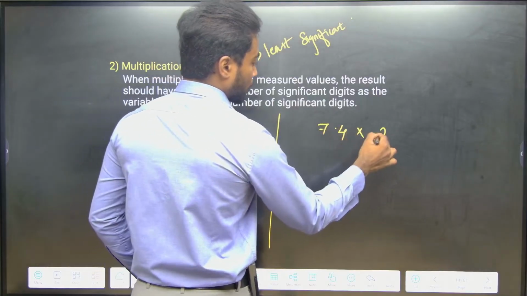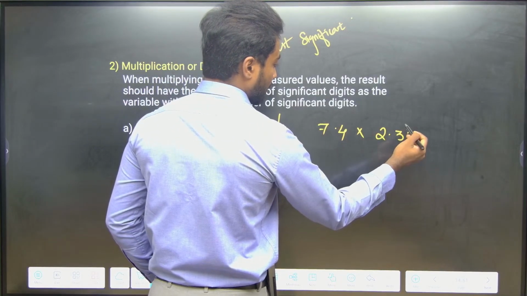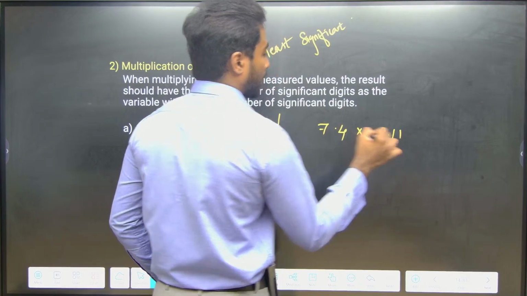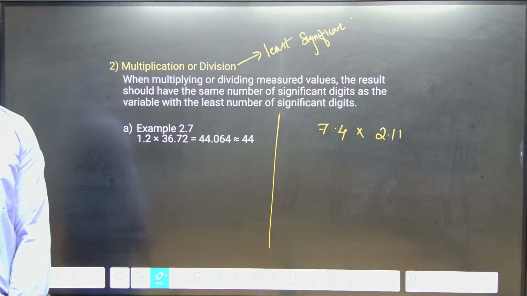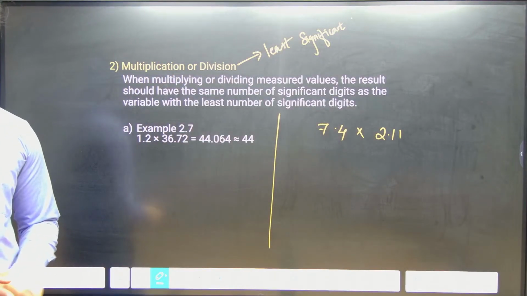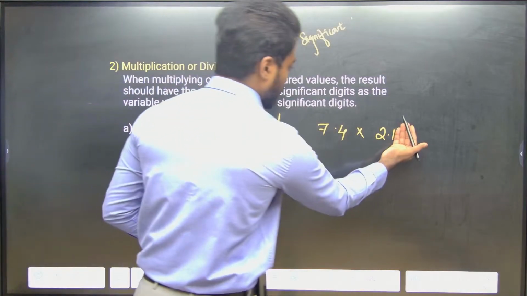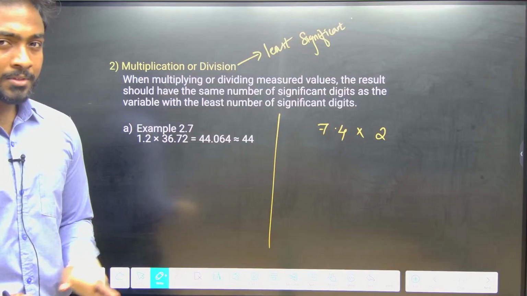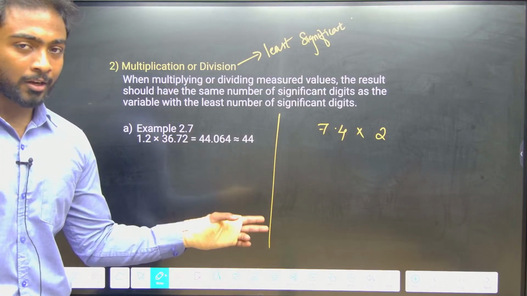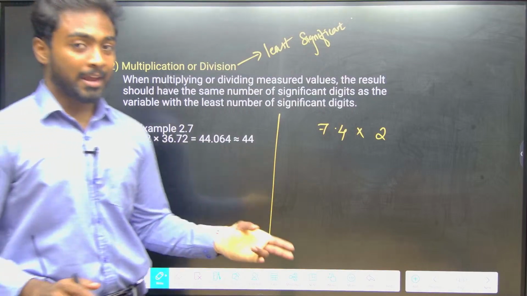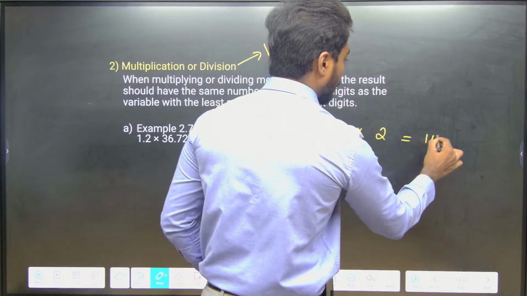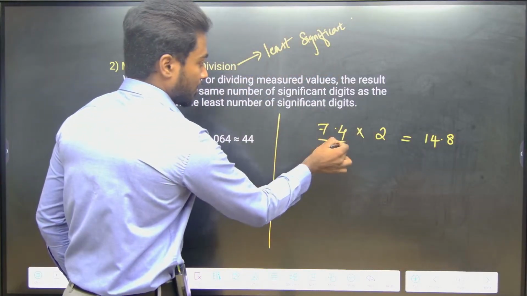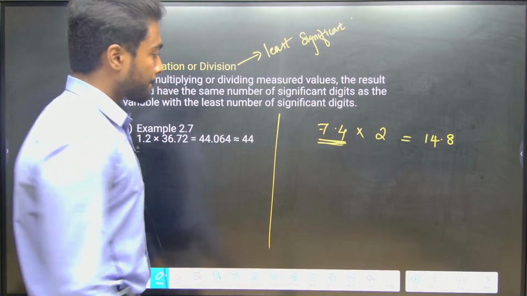Okay, 7.4 into 2.11. Simple. Or else you can take 2 also, no issues. 7.4 into 2. What will you get? 2 times 4 is 8, 2 times 7 is 14. So I will get 14.8. Least significant. In this, which is least significant?